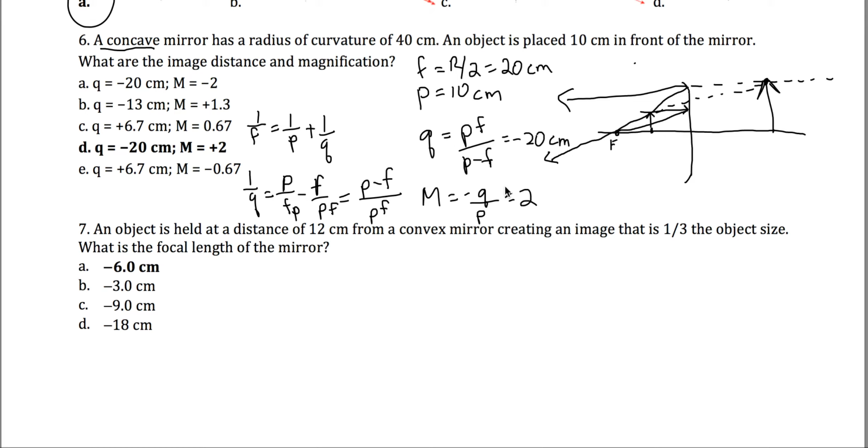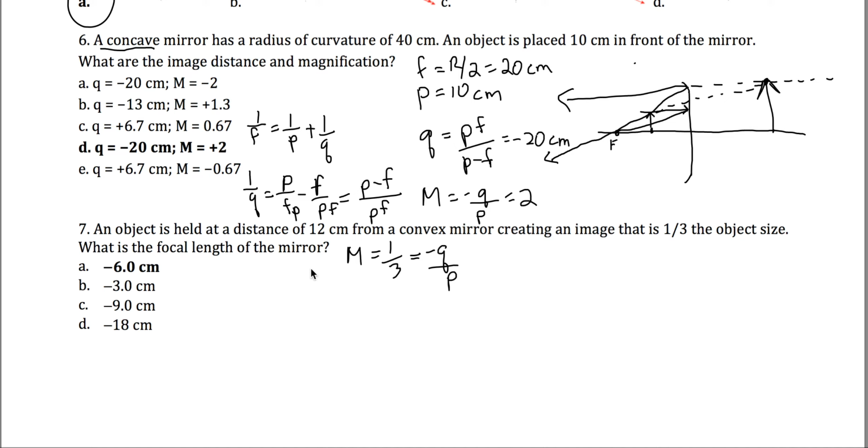Number 7. An object is held at a distance of 12 centimeters from a convex mirror, creating an image that is 1/3 the object size. What's the focal length? So the first thing to realize is that if the image is 1/3 of the object size, then that means that the magnification is 1/3. And the magnification is also equal to negative q over p by definition.